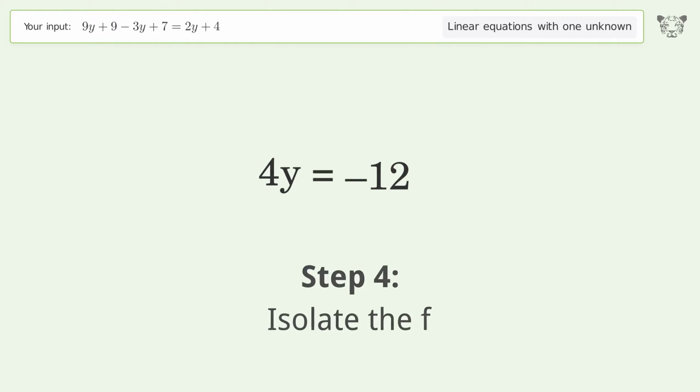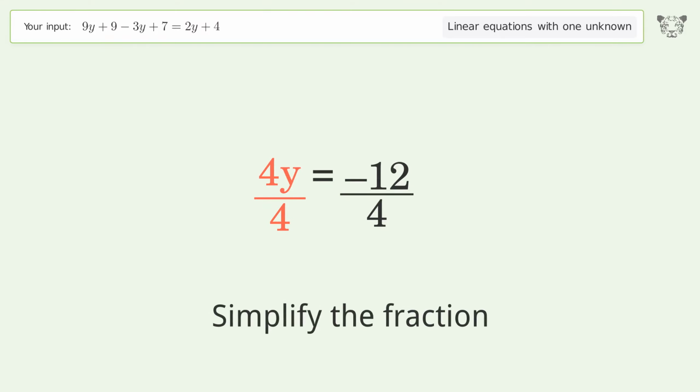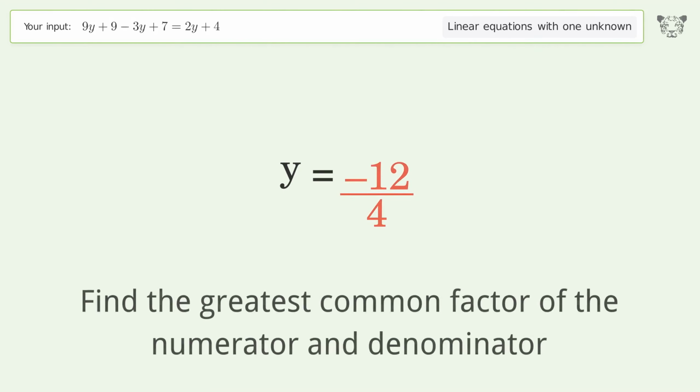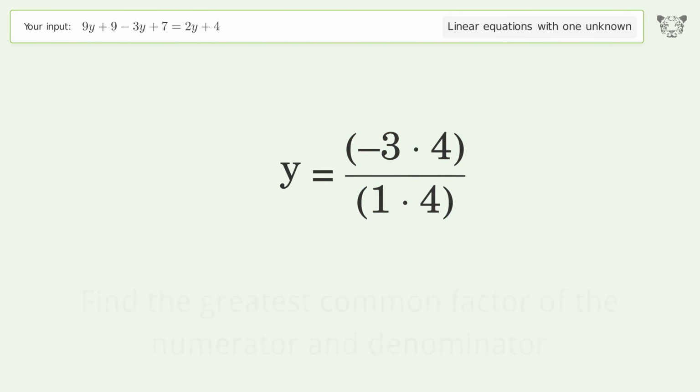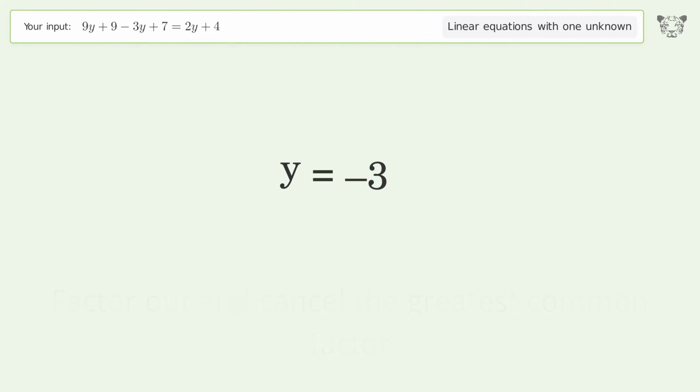Isolate the y. Divide both sides by 4. Simplify the fraction. Find the greatest common factor of the numerator and denominator. Factor out and cancel the greatest common factor. And so the final result is y equals -3.